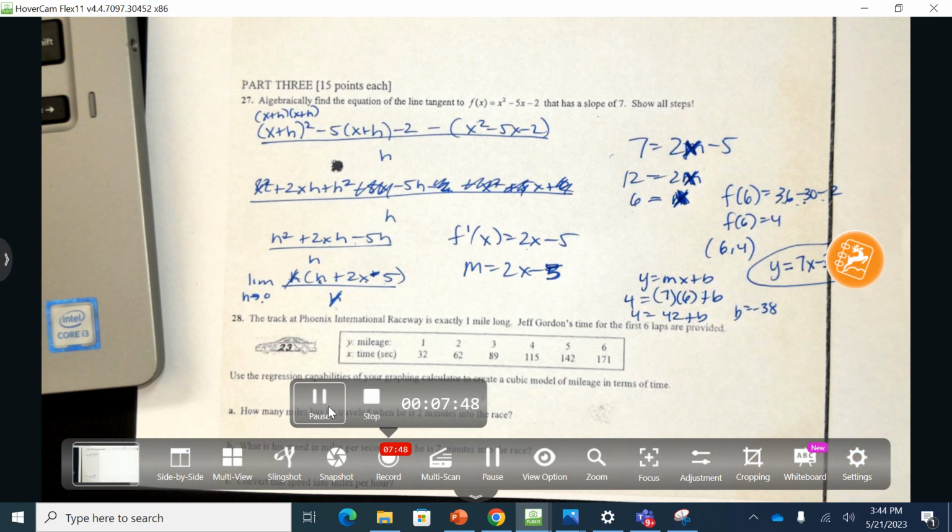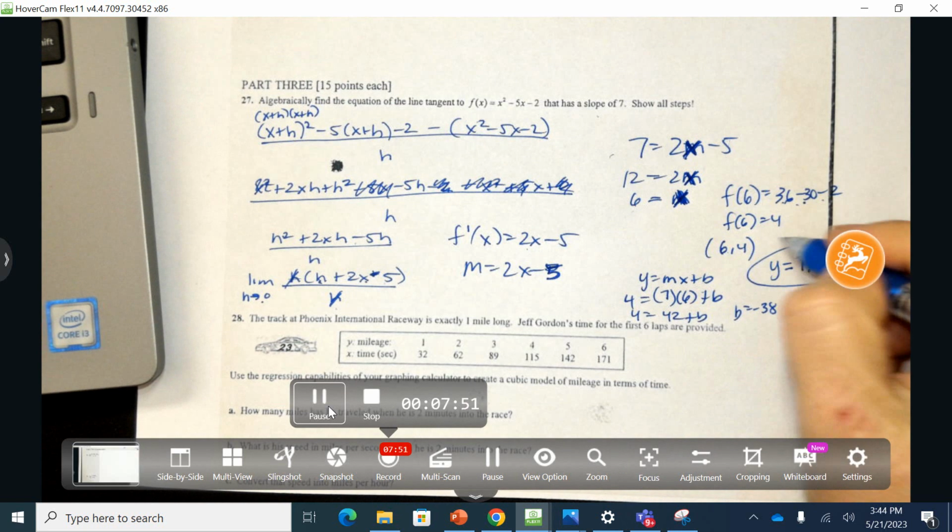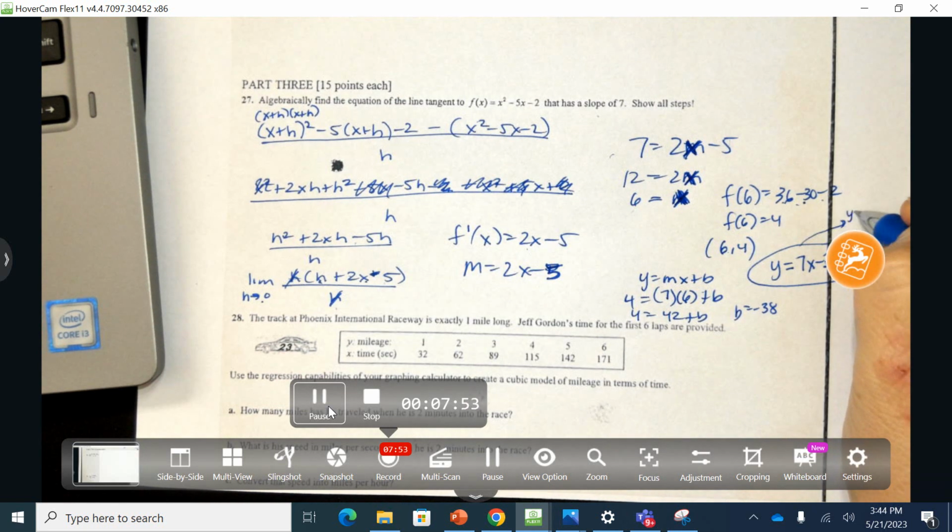Y equals 7x minus 38. It's a little bit harder to see. Let's see if I can write that right over here. Y equals 7x minus 38 shows up on the picture.